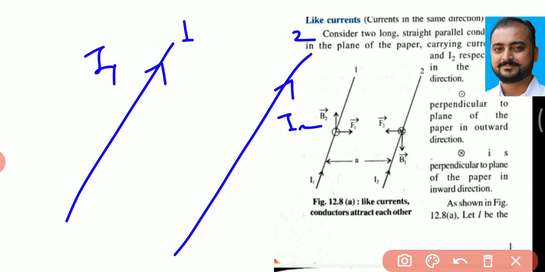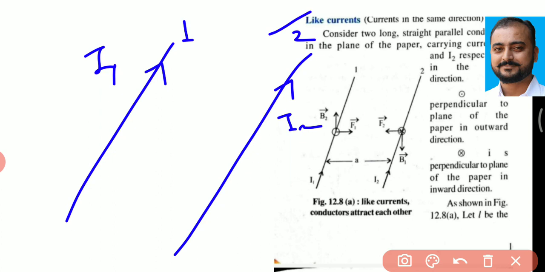Now, when current flows through conductor 1, we know that when a current flows through a conductor, it produces a magnetic field around it. That means the second conductor experiences the magnetic field of the first conductor. So, what is the magnetic field produced by this one?